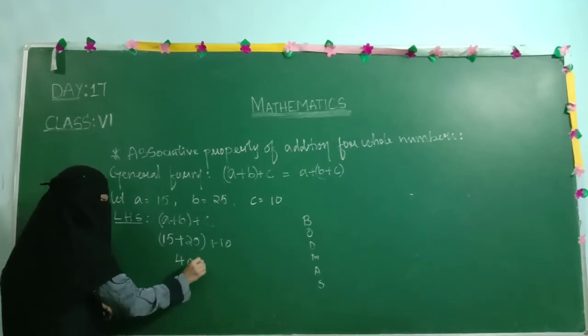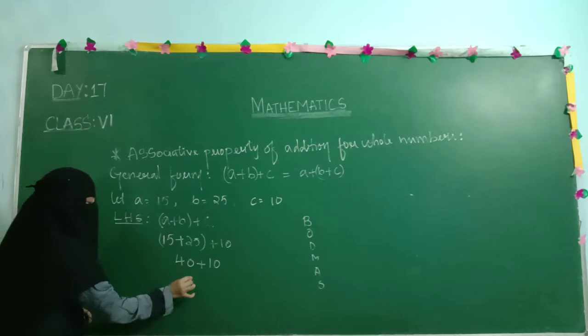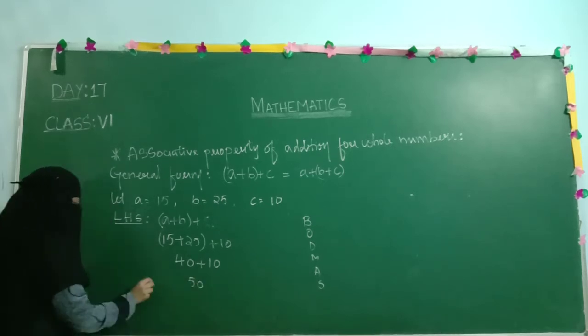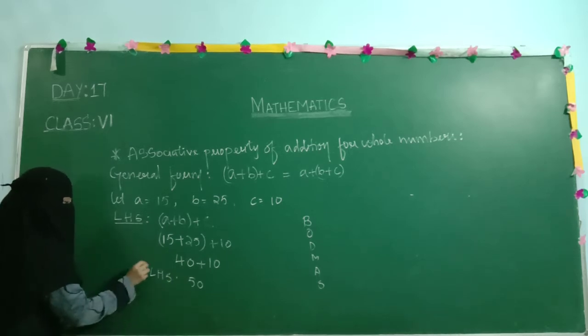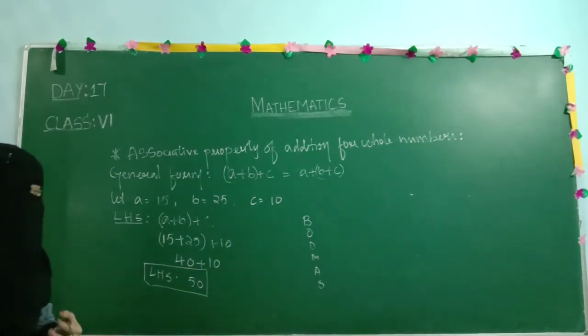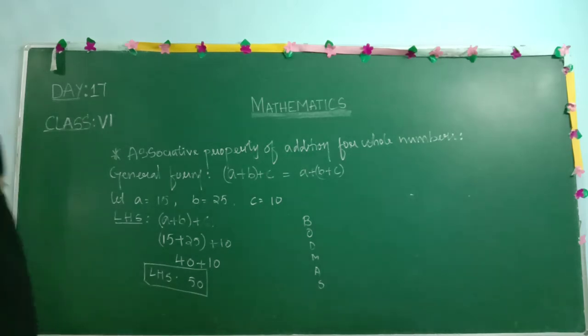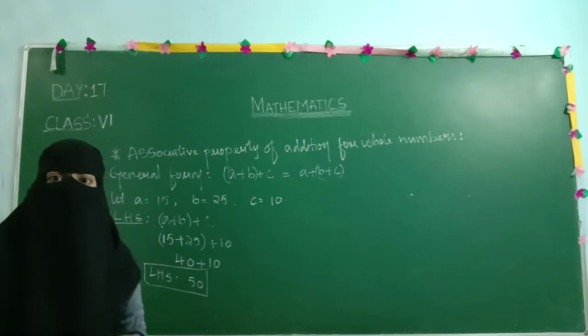40 plus, now the next term left out is 10. Now 40 plus 10 is nothing but 50. Okay, so this is the LHS value you got. LHS is equal to 50. Now the next thing we need to find out is the RHS.